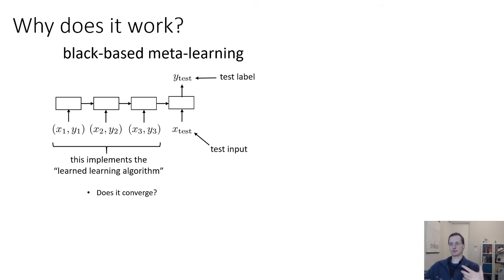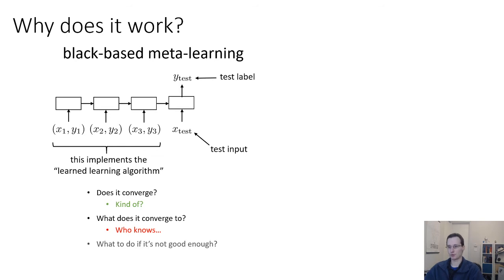But if we are going to say this is a learned learning algorithm, we can start asking questions about it. We can ask, does it converge? Well, kind of, because you run your RNN forward and you get an answer. What does it converge to? Well, we don't know, because it's going to be the result of that RNN. If your new task is in distribution, it should generalize. If your new task is not in distribution, then you might get some unexpected answer, as we learned about before. And if the answer you get is not good enough, you don't really have much recourse. You can't run the RNN for longer. That doesn't really make sense. Once the RNN has read in the training set, that's all you get.